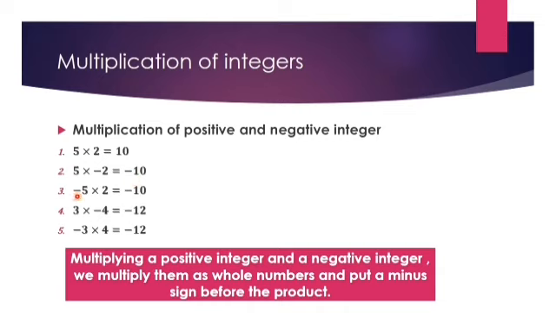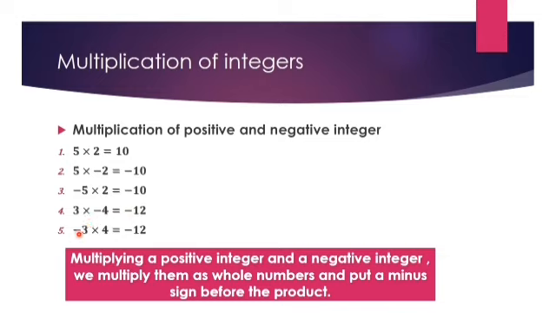The next case, minus 5 into 2. Minus 5 is a negative integer, 2 is a positive integer. How do we multiply? In the same manner, 5 into 2 is 10, and we put the negative sign before the product. We get minus 10. The next example, 3 into minus 4. 3 is positive and minus 4 is negative. We simply multiply 3 into 4, 12, and put the negative sign before the product. We get minus 12. In this way, we can find any multiplication of a positive and a negative integer.